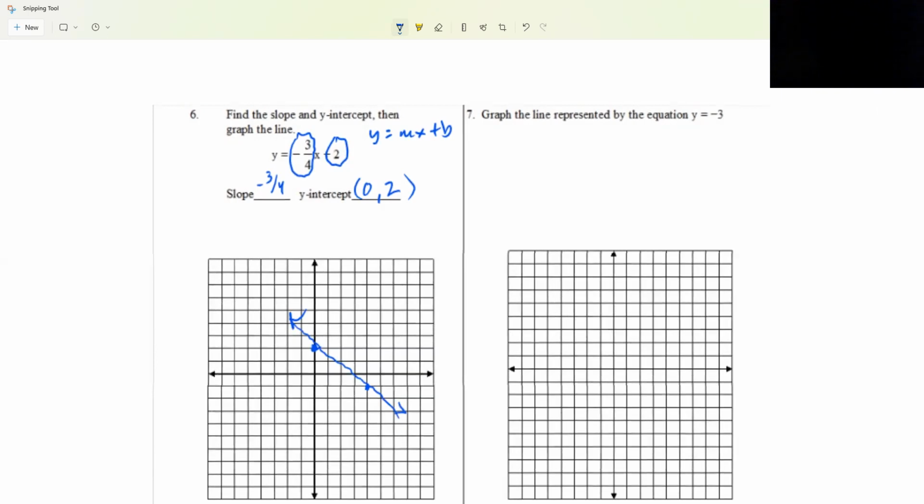Graph the line represented by the equation. Remember, this is a horizontal line. Okay, you just got y is equal to something or x is equal to something. It's either going to be a horizontal line or it's going to be a vertical line. Since this is y is equal to -3, okay, we're going to go down to -3 because that's basically your y-intercept. Okay, draw a line right through it.